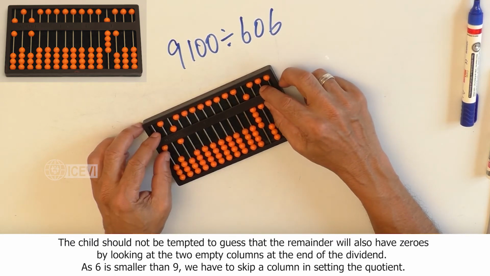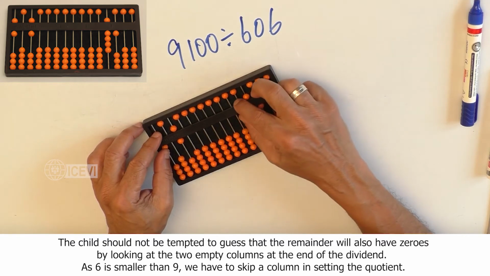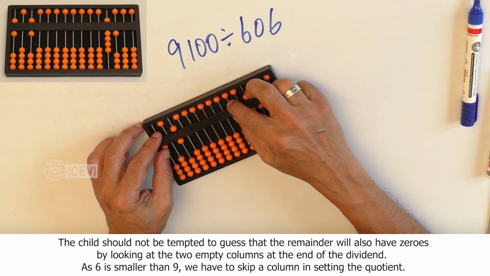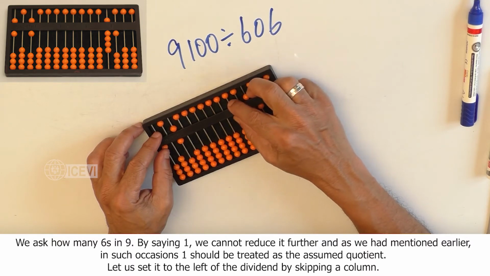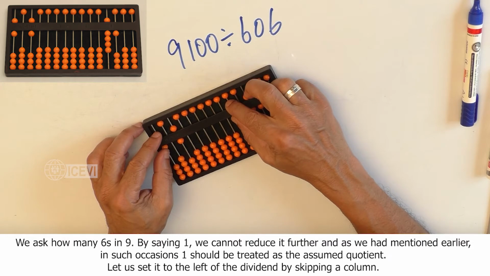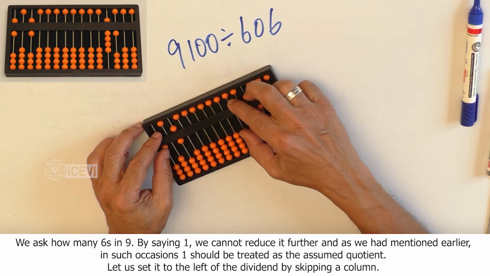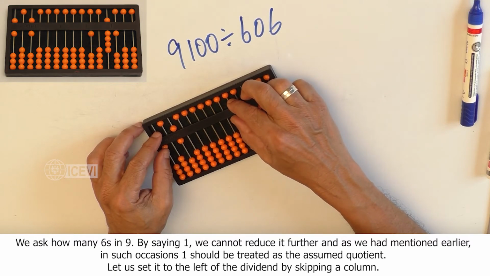As 6 is smaller than 9, we have to skip a column in setting the quotient. We ask how many 6's in 9. By saying 1, we cannot reduce it further. And as we had mentioned earlier, in such occasions, 1 should be treated as the assumed quotient. Let us set it to the left of the dividend by skipping a column.